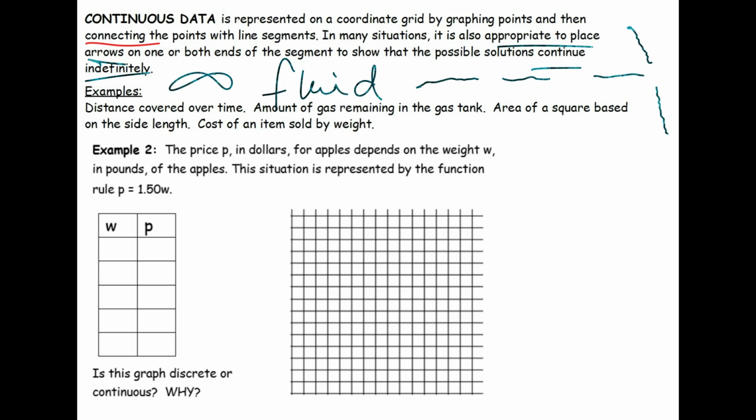So an appropriate domain to start will be 0. If I don't buy any apples, I pay no money. If I buy 1 apple, I pay $1.50. If I buy 2 apples, I pay $3. If I buy 3 apples, I pay $4.50. And 4 apples is $6.